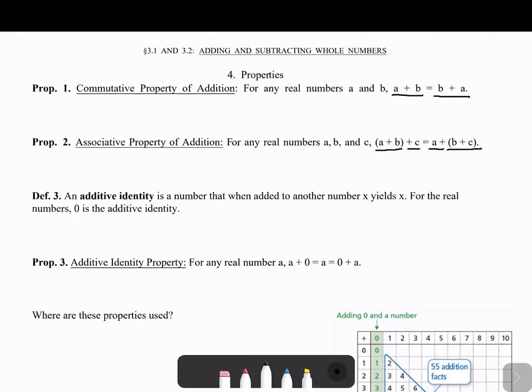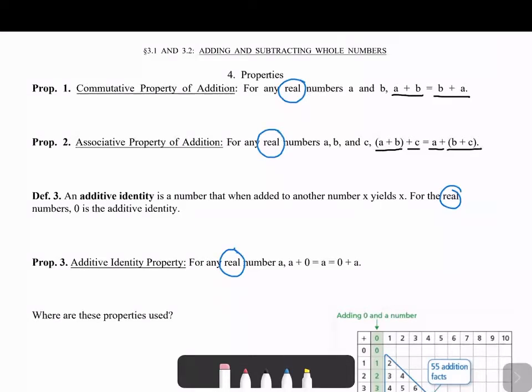One thing to note is that these all say real numbers, even though we're only dealing with whole numbers in this chapter. These properties are going to be the same for addition of all of the numbers. These definitions will keep coming up as we go through the whole numbers, the natural numbers, the integers, the rationals, and the reals. So all of these are the exact same throughout.